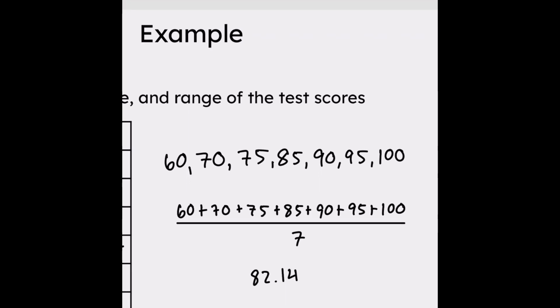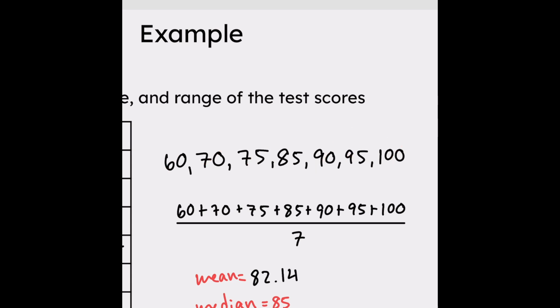Now let's look at the median. For the median, we're just going to find the middle value. So I'm going to cross out the values from the ends one by one until I get to the middle value. In this case, since we have an odd number of values, it's just going to be this middle value, which is 85. So that's the median. Okay, and now the mode.